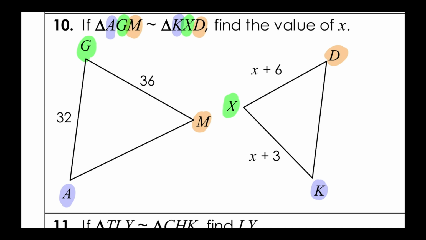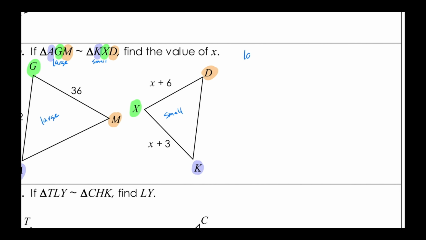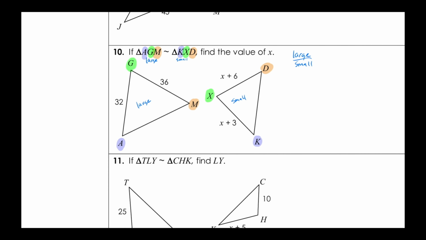And if we look here, which one's the smaller one? Well, this one looks like the smaller one. They're kind of close, right? This is small. This is large. And so they are going from large to small. So that means my ratios are going to be large over small. Okay, so now it doesn't matter which one I pick because I don't have two numbers.